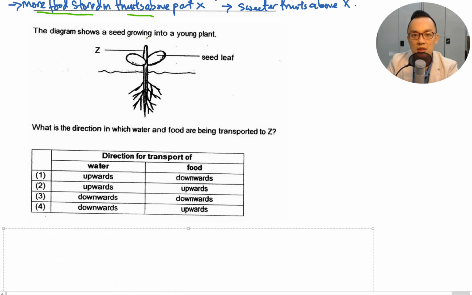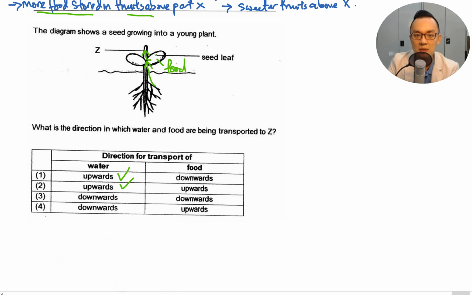The diagram shows a seed growing into a young plant, seed leaf, Z. Okay, because there are no leaves here, the food actually comes from the seed leaf. This is quite a special case, and if you look at it, part Z is above the seed leaf, so the food actually goes in this way. The water will also go in this way. So water will travel upwards, that's correct.